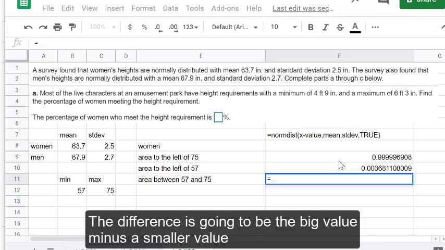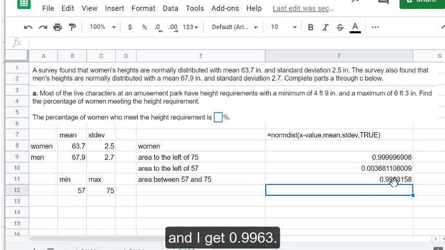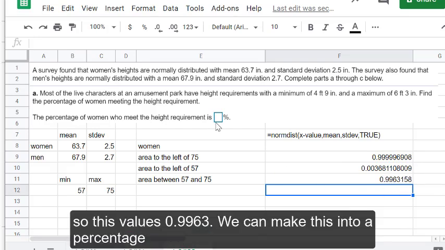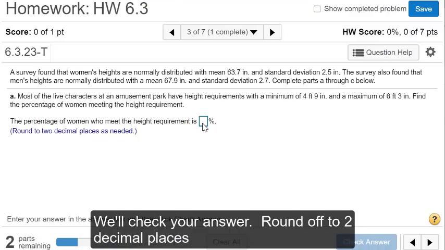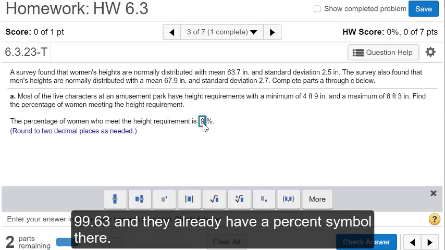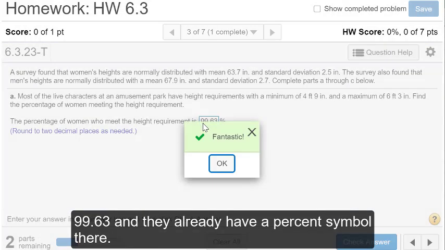The difference is going to be the big value minus the smaller value, and I get 0.9963. So this value is 0.9963. We can make this into a percentage, and then we'll see how much we need to round off. So right now it's 99.63. We'll check our answer, round off to 2 decimal places, 99.63, and they already have the percent symbol there.